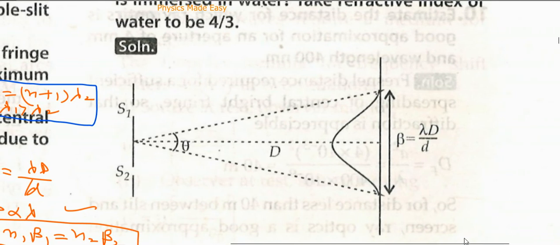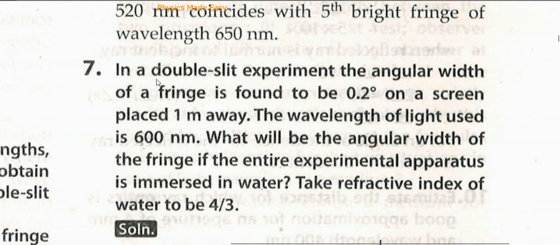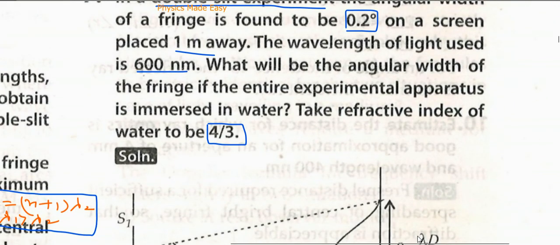Now I will read the statement of the next problem. In Young's double slit experiment, the angular width is found to be 0.2 degrees on a screen placed 1 meter away, and the wavelength of light used is also given. What will be the angular width if the entire experiment is performed in water? Here is a shortcut: theta is proportional to lambda. If the refractive index is 4 by 3, then the angle will become 3 by 4, just in this problem. It is 1 by refractive index, so 3 by 4.